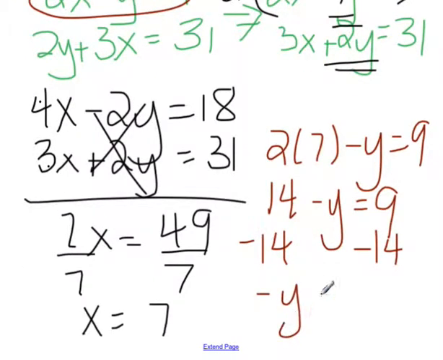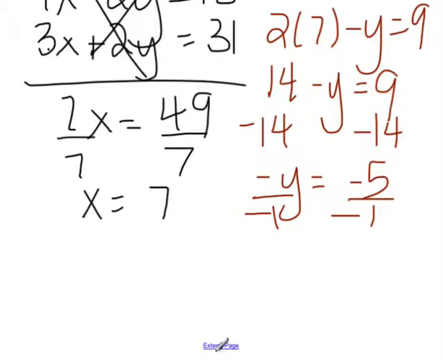And then I get that a negative y is equal to 9 minus 14, which is going to give me a negative 5. Then I want to divide both sides by a negative 1 because that's what's going to get rid of my negative. I don't want to know what a negative y is. I want to know what y is. Negative divided by a negative is a positive, so I get that y is equal to 5. So those are the two numbers that we are going to use.